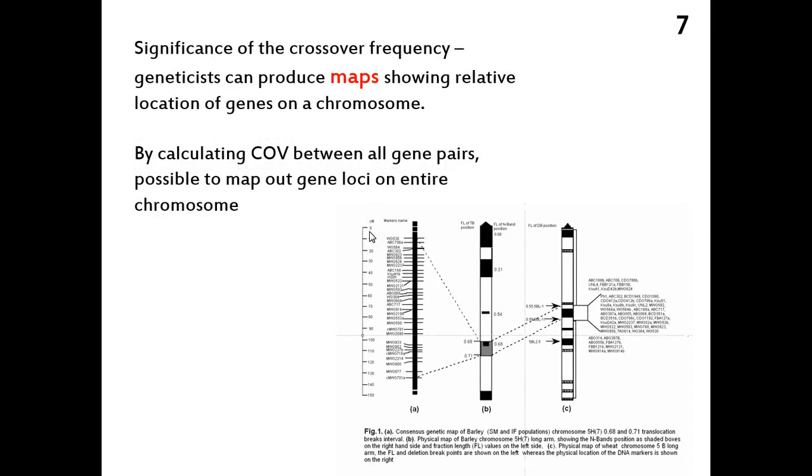Why is the understanding of crossover frequency so important? When we understand the distance between two different genes on the same chromosome, geneticists can produce something known as chromosome maps, which show the relative locations of genes found on the same chromosome, as well as the distance between them.